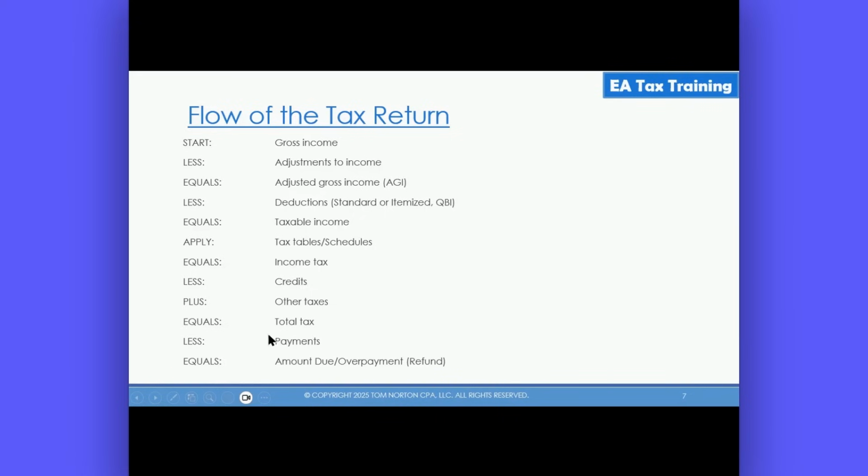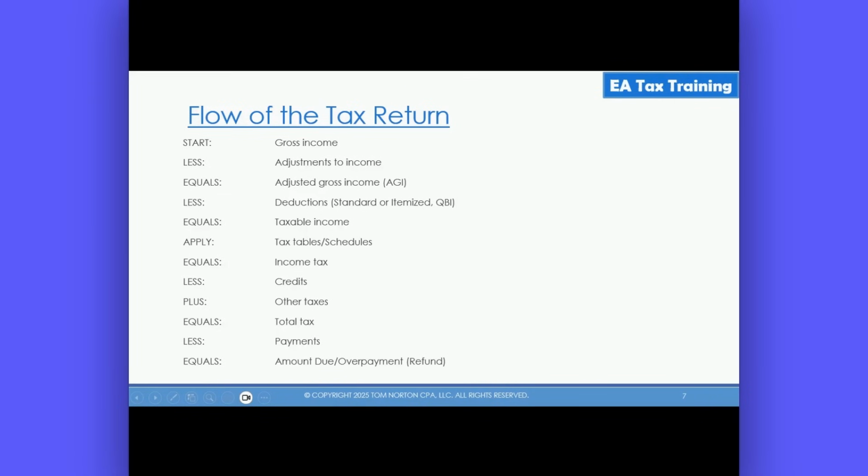Then we're going to subtract any tax payments that have been made. So this could be something as simple as withholding from a job that's shown on a W-2, or it could be estimated tax payments that have been made, or other types of payments that have been made. And then once we subtract the payments from the total tax, that will then leave us with the amount due to the IRS or the overpayment or refund due from the IRS.